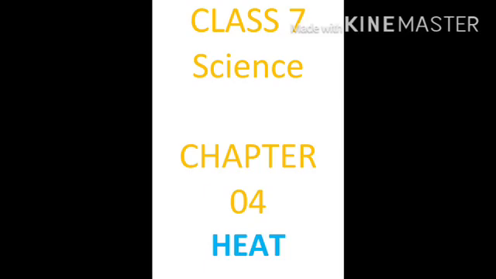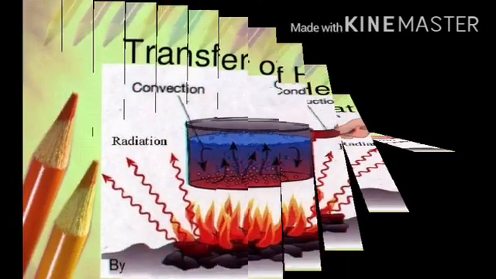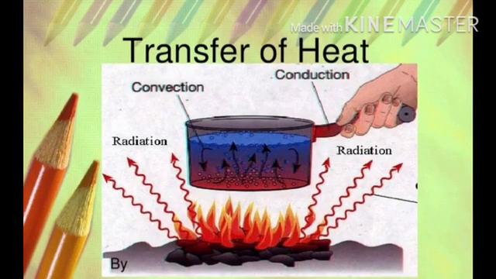The transfer of heat. There are 3 ways to transfer heat: conduction, convection and radiation. We already discussed conduction. Now in this video I am going to describe convection, radiation and other things in this chapter. We already know that heat is transferred by conduction, convection and radiation.